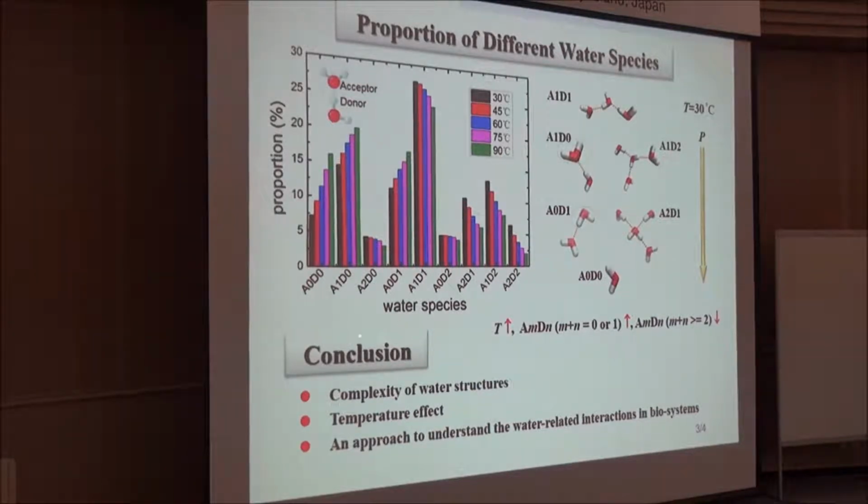Conclusion: our simulation indicates that the water structure of pure water is very complex, and the change of the proportion along with the temperature may constitute a criterion to evaluate the stability of the hydrogen bond in the species. And third, the analysis of the water species may provide an approach to understand the water-related interaction in biosystems. Thank you for your attention.